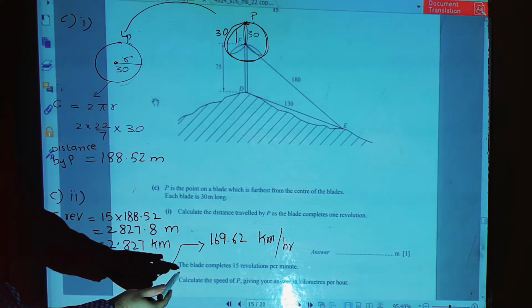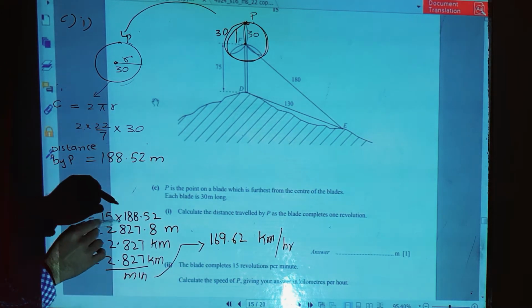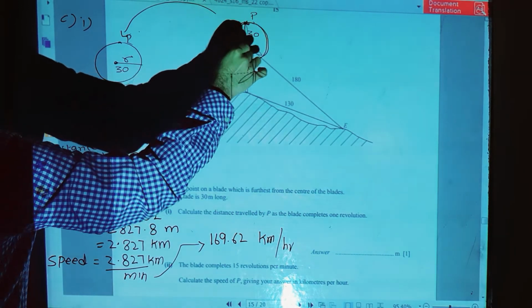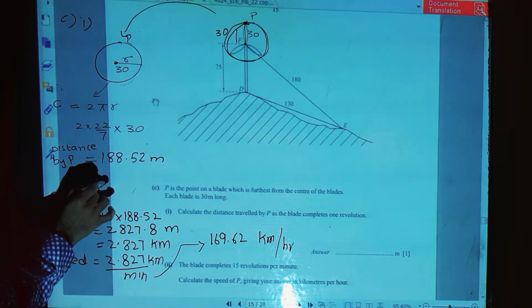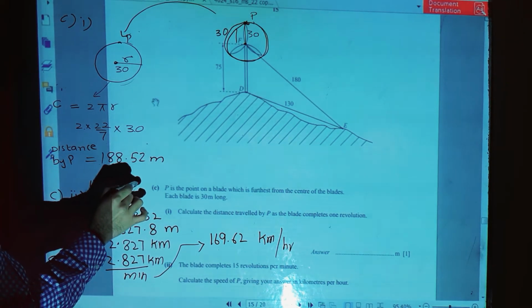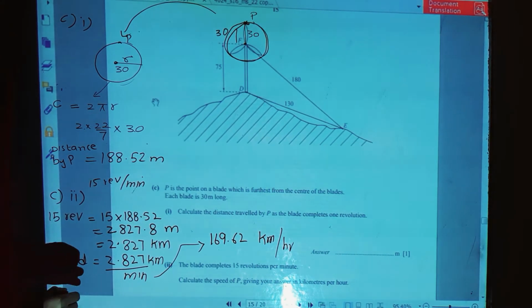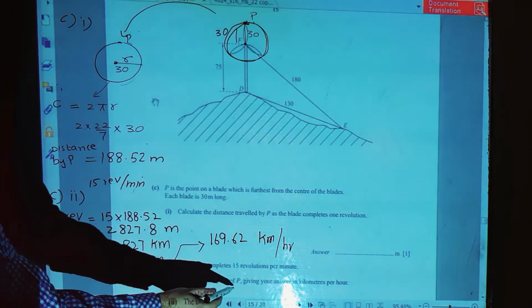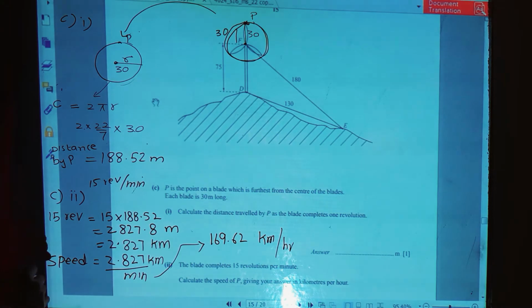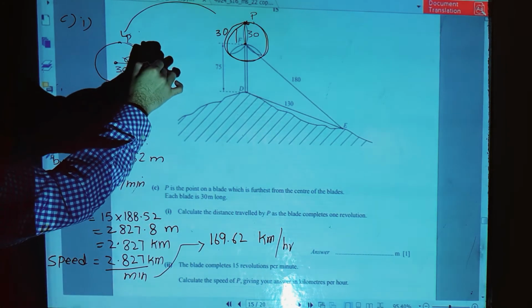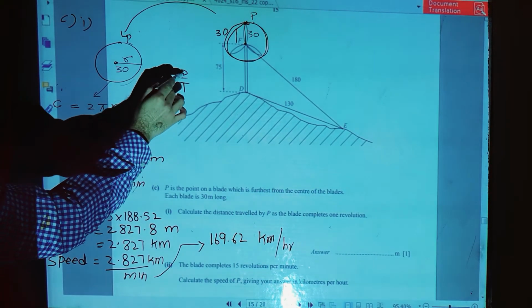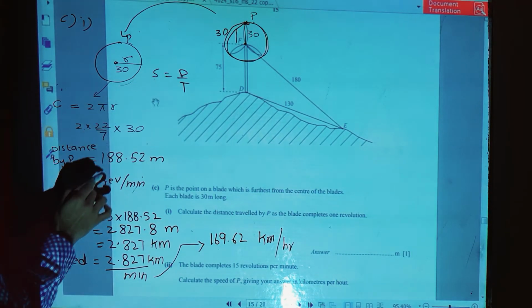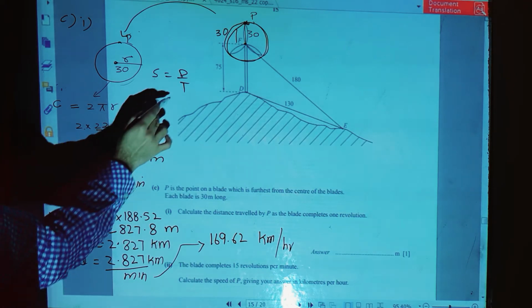Part 2: the blade completes 15 revolutions per minute. So we need to find the speed of P, giving your answer in kilometer per hour. Speed is distance over time. Speed of P is the distance traveled by P in 15 revolutions divided by time.